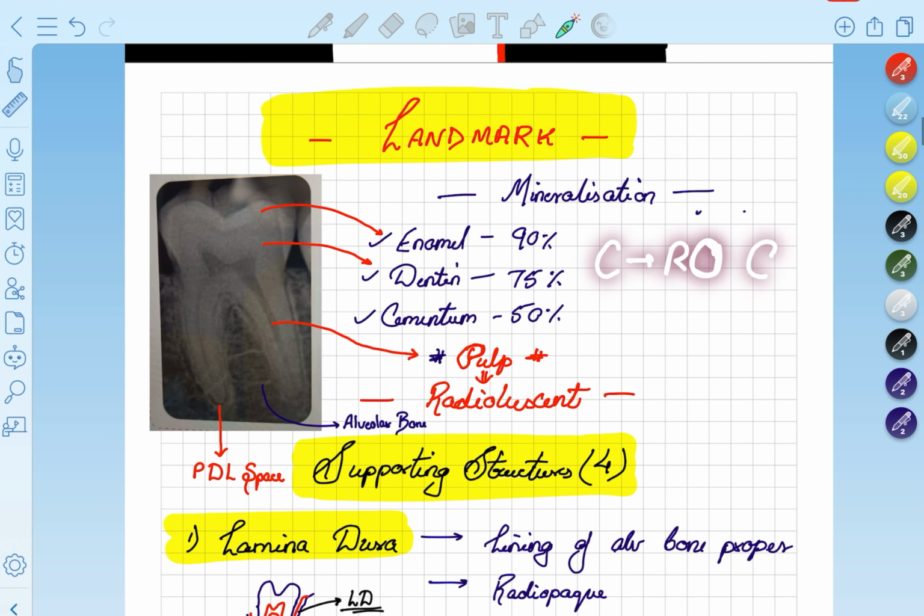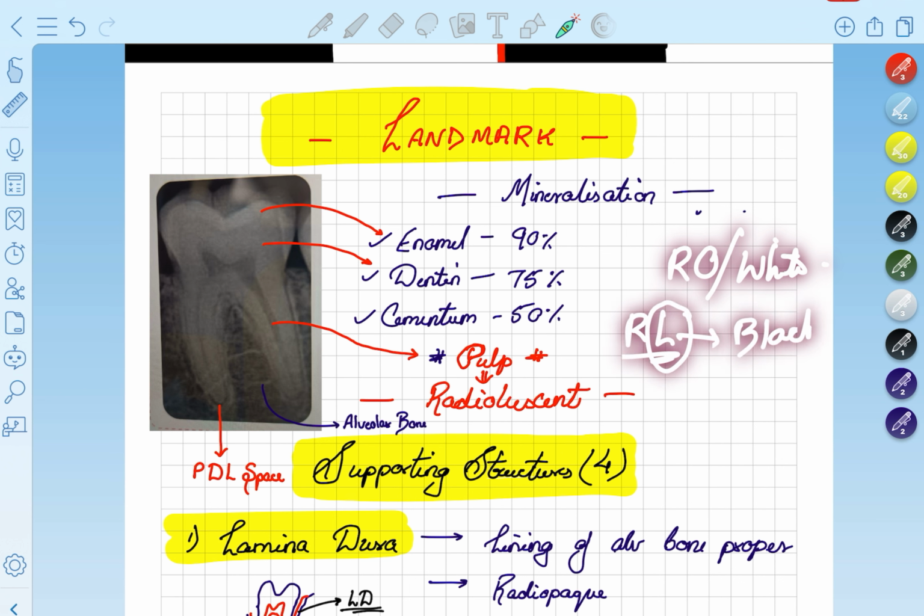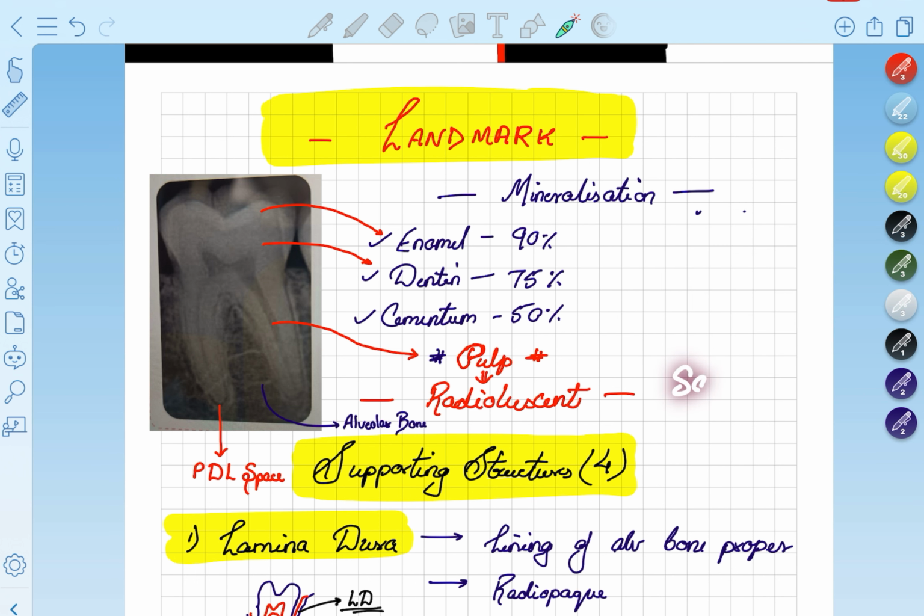O is 2 half C. So, how will it appear? Radiopaque. Radiopacity is nothing but white in color. And radiolucency, as the name suggests, L comes in black. So, how will it appear? Black. Radiolucent structures are black structures. Mainly they are the soft tissue structures. How do they appear? Black or dark in color. Okay, so this is the basic.